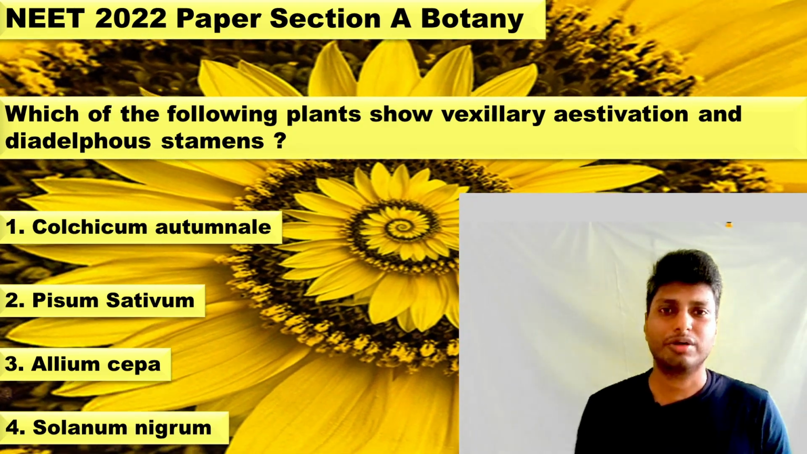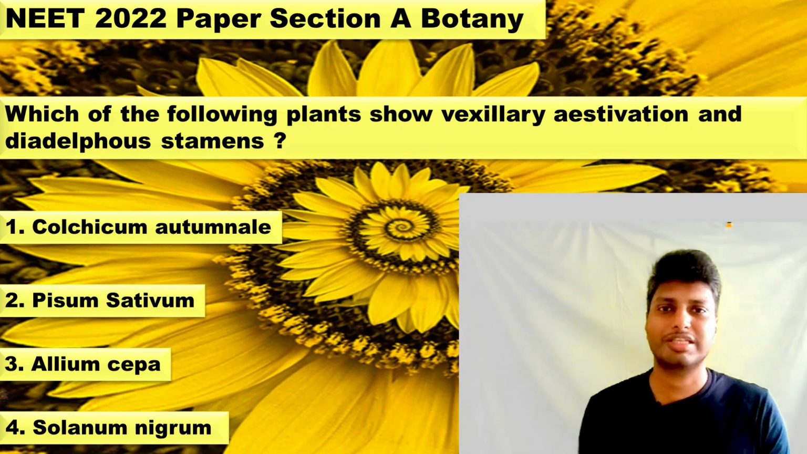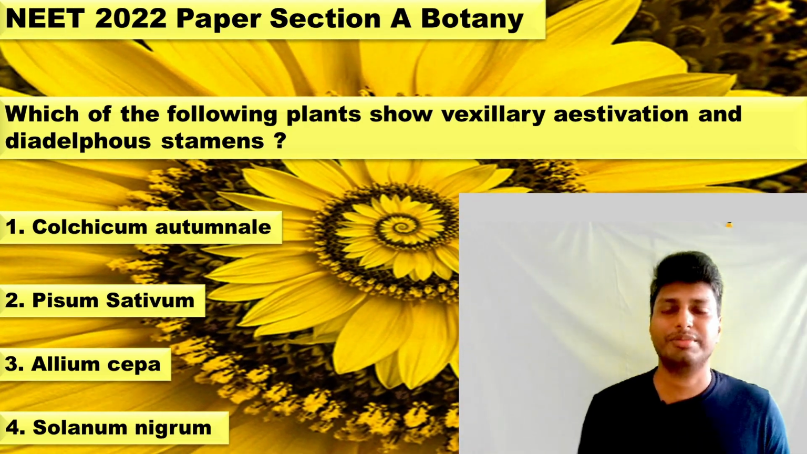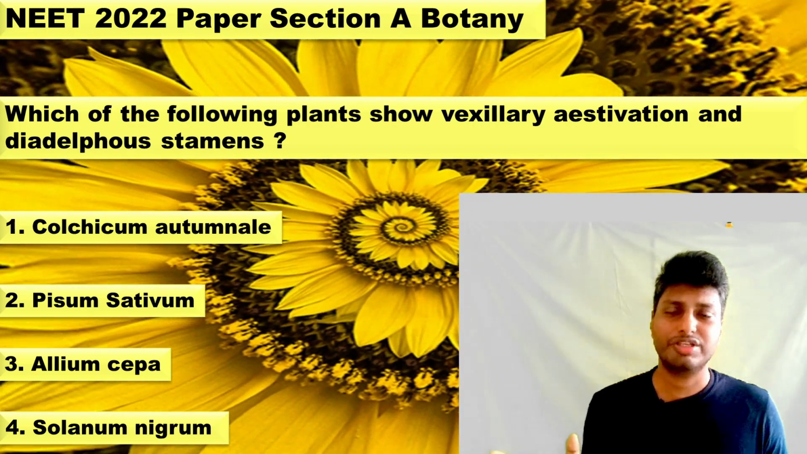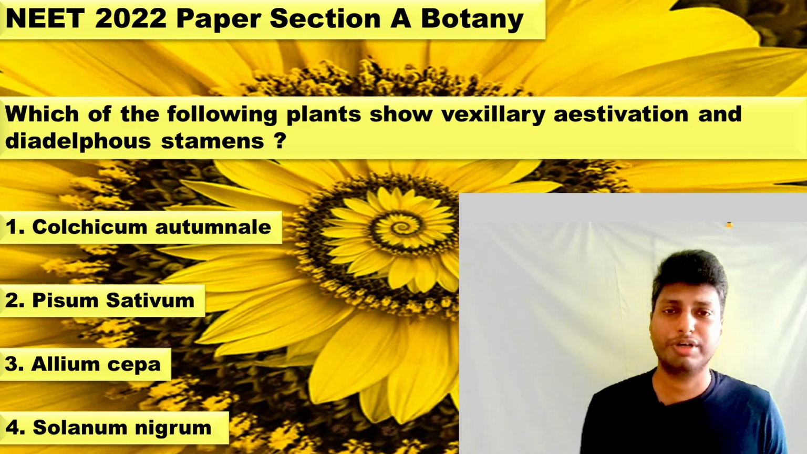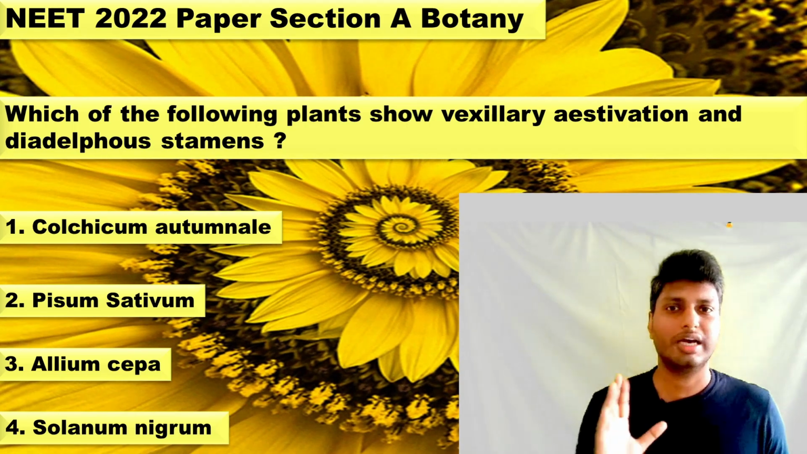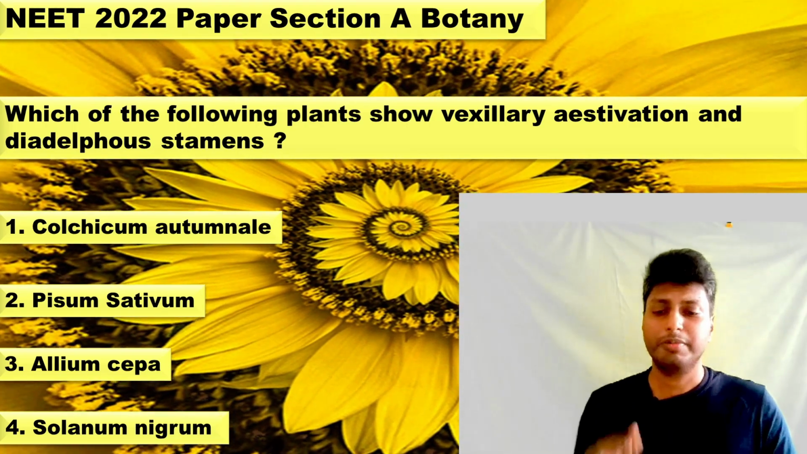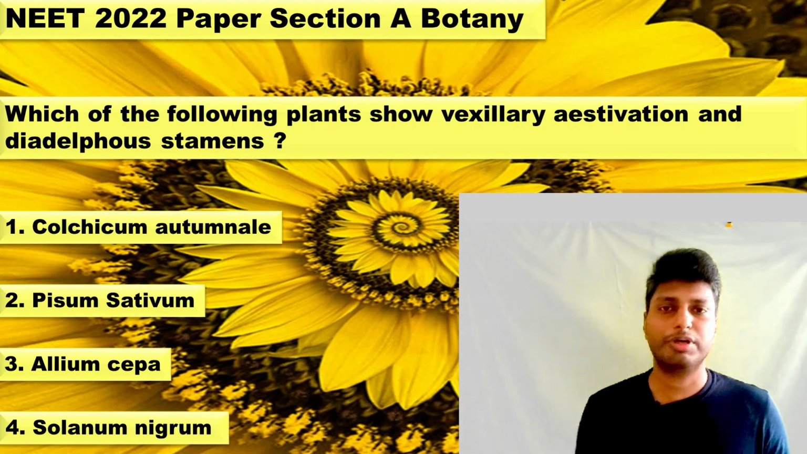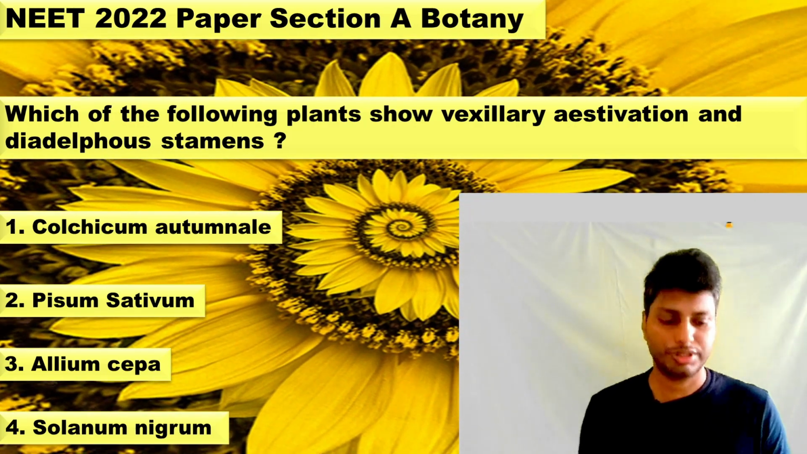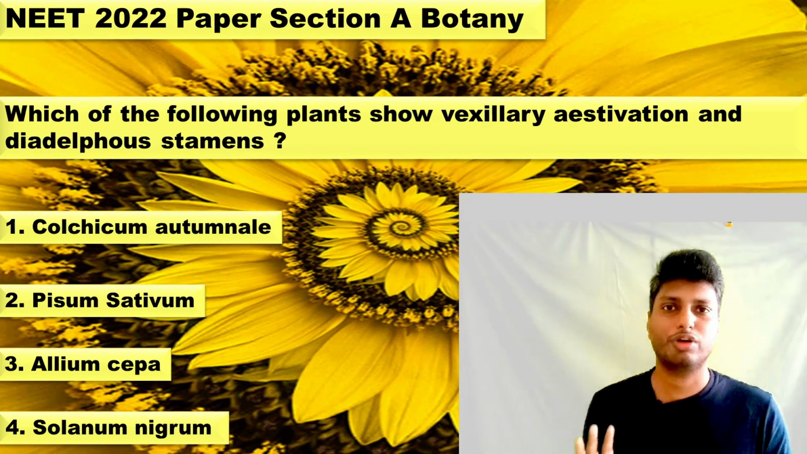So coming back to the question, dear students, the question was asking us which plant shows Vexillary Aestivation as well as Diadelphous Stamens. I am pretty sure that now, since you have understood the different types of aestivation and the different types of arrangement of stamens, and you also know the different examples, you know the answer, dear students. But before actually going to the answer, let me also tell you the different uses of the plants which are there in the options. Let us also see the examples of the different options which are mentioned.